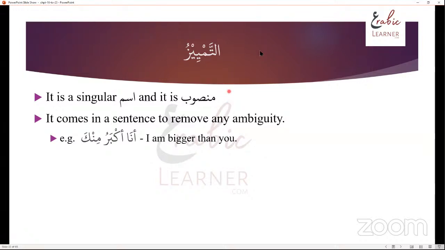Now, tamyeez is the thing that will elaborate that. Tamyeez is the thing that will elaborate that part. So it will remove that ambiguity. Okay, understood, brothers and sisters?